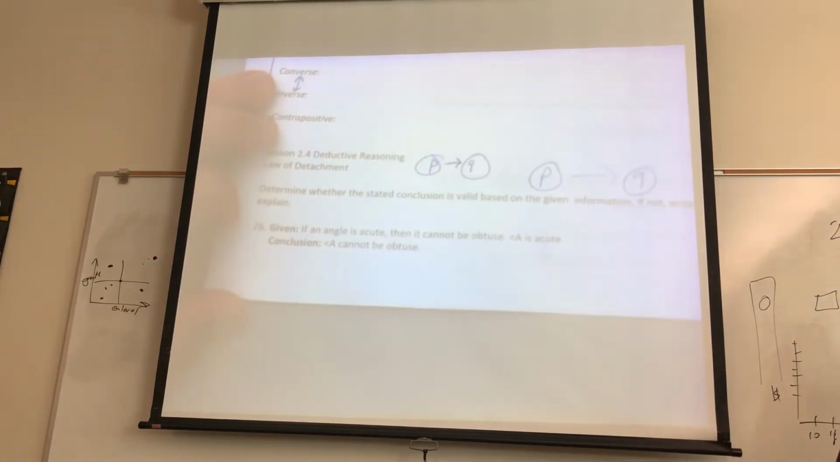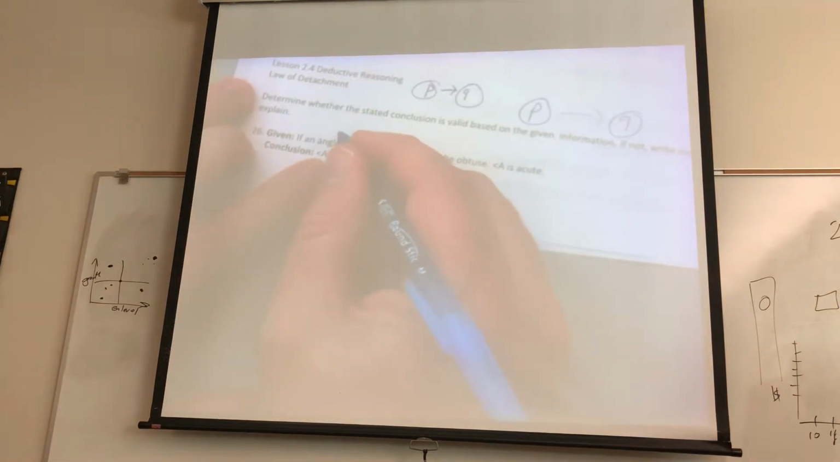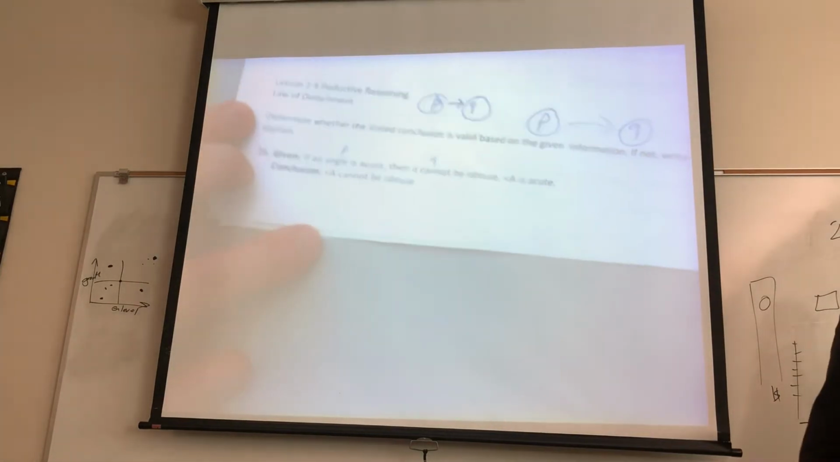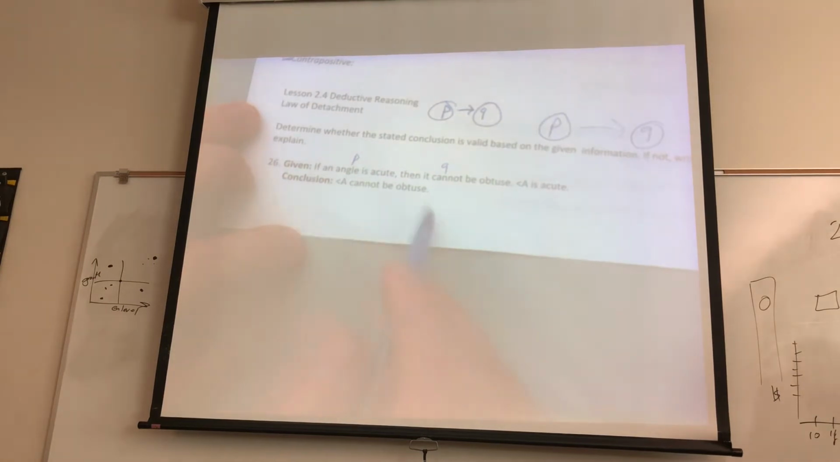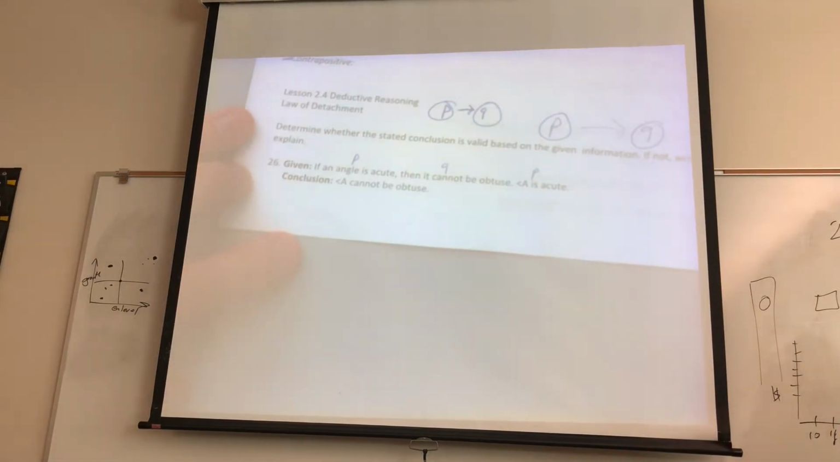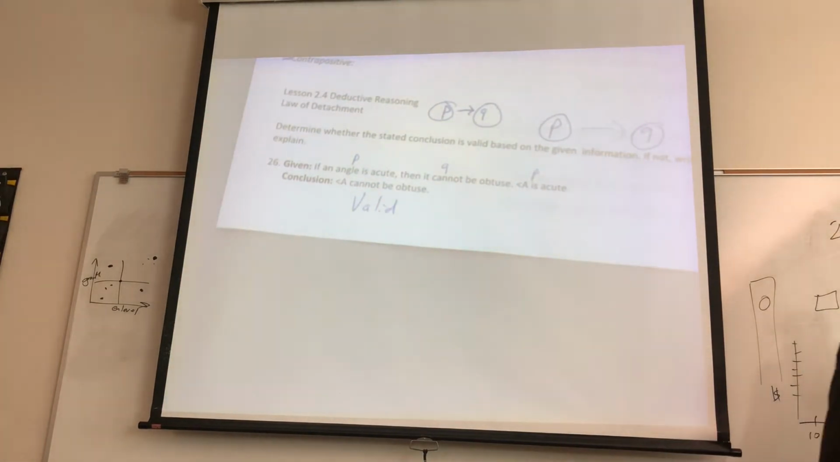So this, on number 26, this is our example. If an angle is acute, then it cannot be obtuse. Angle A is acute. So we've got this if statement, we've got a then statement. Okay, we've got our conditional statement. If an angle is acute, then it cannot be obtuse. Then we've got the first part again, all by itself. Angle A is acute, so the conclusion, angle A cannot be obtuse. This is totally valid. This is a great conclusion. It makes sense because it's what we need.